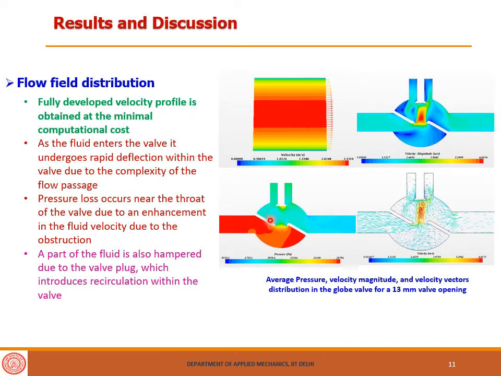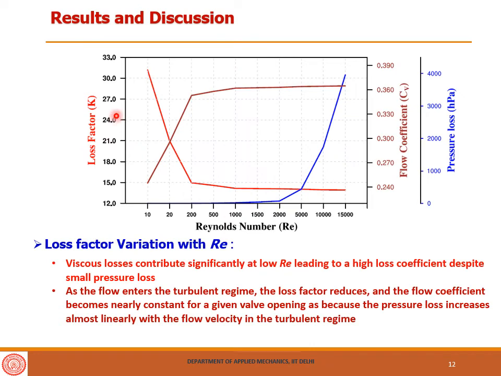So we can see that the fluid flow is very complex, and due to the sudden changes in flow path, various losses are expected to take place. So this slide shows the effect of variation in loss factor, flow coefficient and pressure loss with respect to the Reynolds number. We can see that in the viscous regime or laminar regime, viscous losses are contributing mostly despite a small pressure loss in this regime.